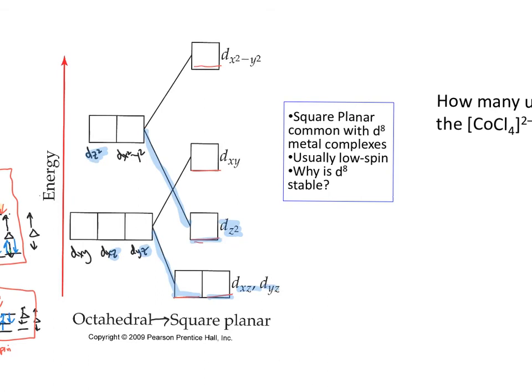And this is why, with a d8 complex and a coordination number of 4, we typically have a square planar configuration. If we look at this, I can see 1, 2, 3, 4. It's usually low spin, 5, 6, 7, 8. So square planar, if I have a d8 metal, all of my electrons are paired.